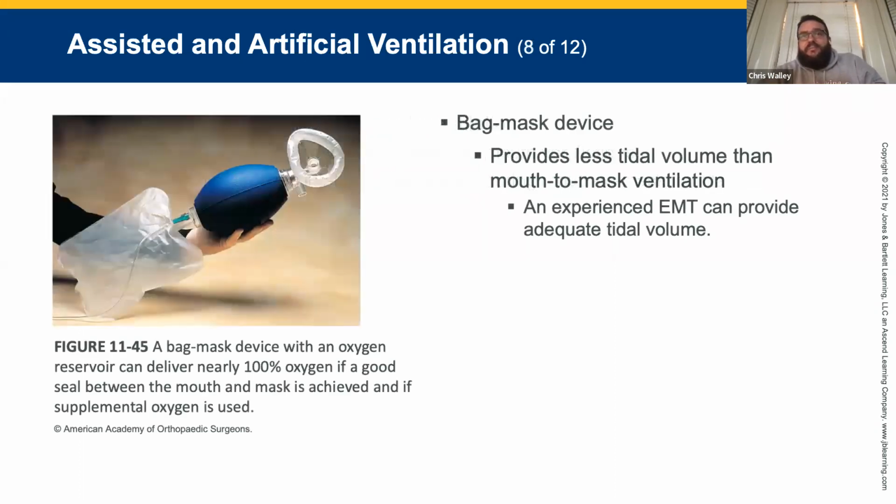So here is our bag valve mask, or you may see it as a BVM. They're calling it a bag mask device. The bag mask device provides less tidal volume than mouth to mouth ventilation, but delivers a much higher concentration of oxygen with a flow rate of 15 liters a minute and an adequate mask to face seal. So when you use this device on your screen, you're going to be flowing the oxygen into the reservoir bag at 15 liters a minute.